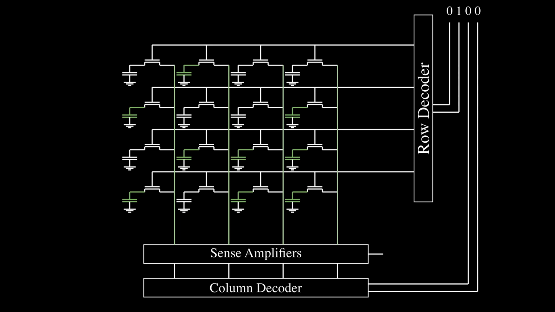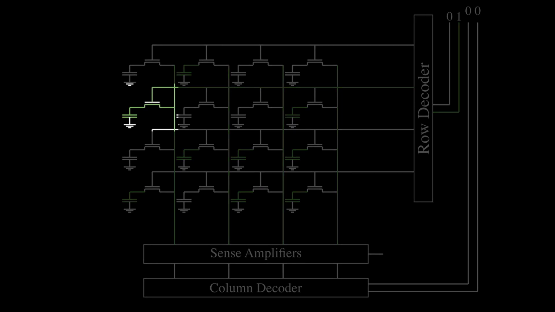Then, we need to provide the address of the memory that we want to access. The high part of the address goes to the row decoder that decodes it and activates a whole row of transistors. If a memory cell was storing a value of 1, it starts discharging into the bit line, increasing its voltage. Likewise, if the memory cell stored a 0, it starts draining from the bit line, decreasing its voltage. This happens for all of the transistors in a row.